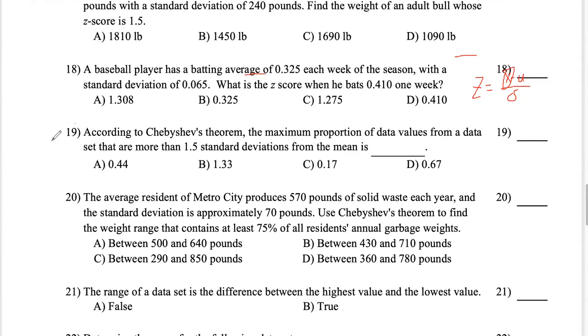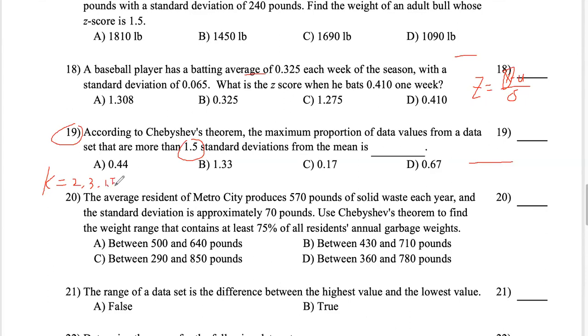Number 19, according to Chebyshev theorem, the maximum proportion of data values from a data set that are more than 1.5 standard deviations away from the mean. Everybody, this is the tricky part. If you remember the Chebyshev theorem, here's the average. Remember the K we mentioned, the cases we are going to ask: K equal to 3, K equal to 2, K equal to 2.5. There's one more case here, K equal to 1.5. So those are the cases.